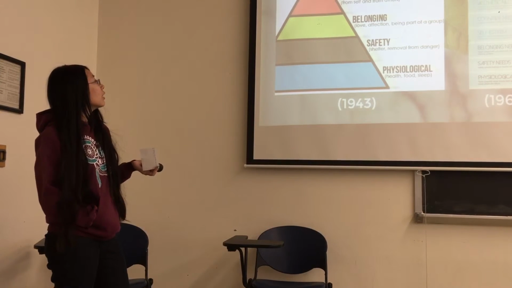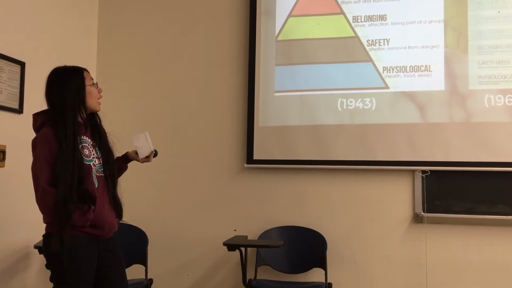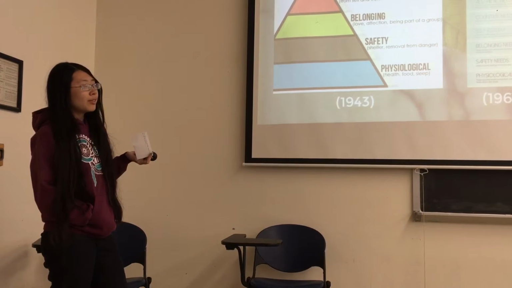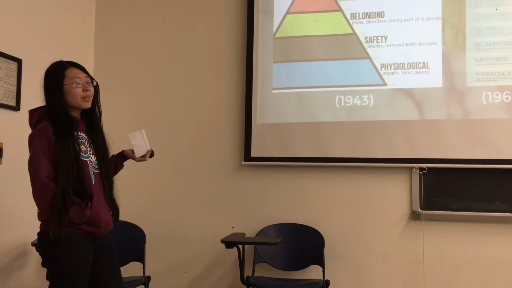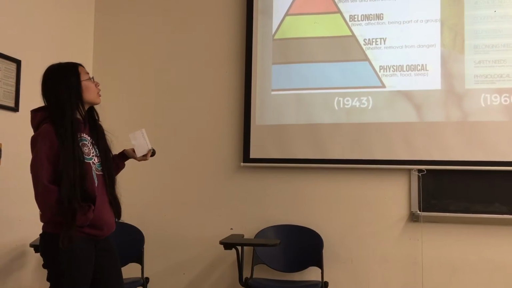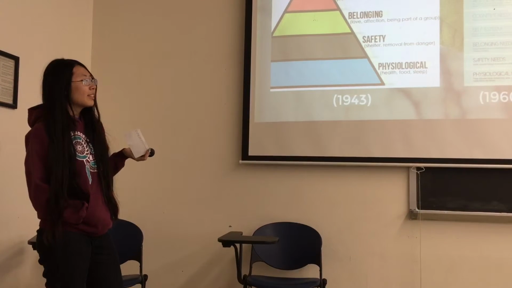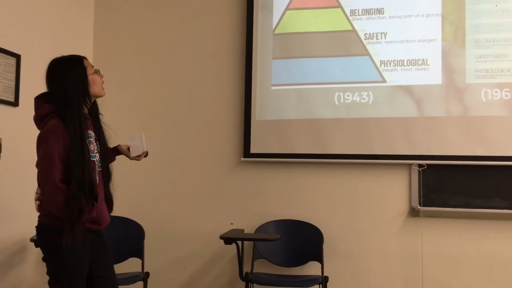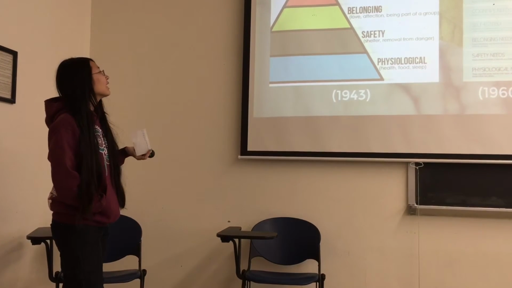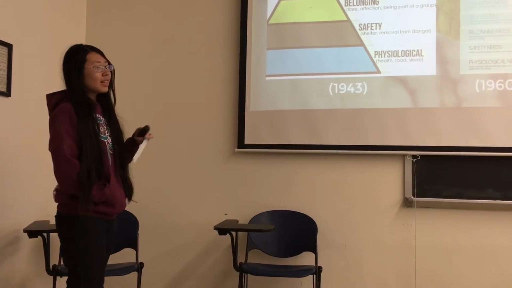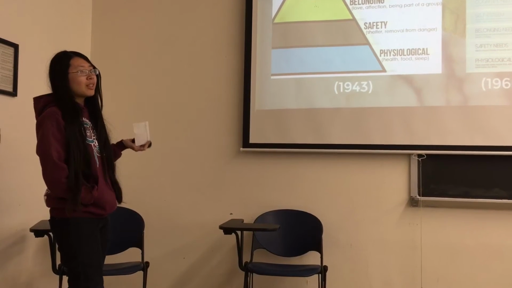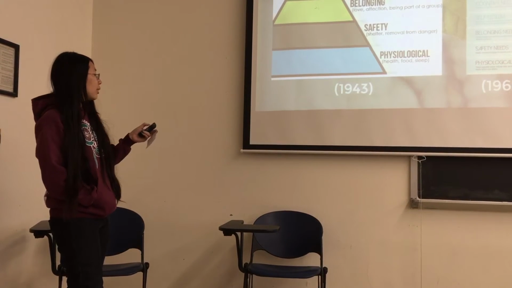And for the 3 added new ones, the cognitive needs is like the need for knowledge. Aesthetic needs is like the journey to beauty or whatever. Yeah. And for self-transcendent needs, it's like even if you reach your potential or peak, you help others out to do the same thing.